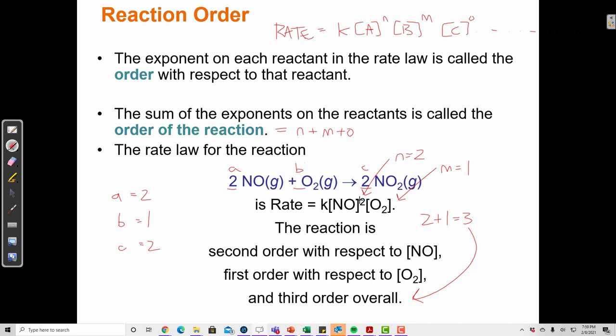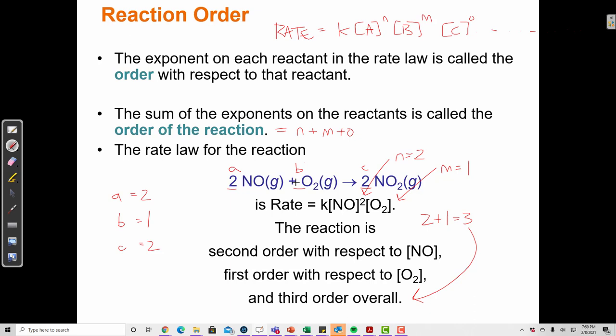The order with respect to NO is 2, and the stoichiometric coefficient of NO is 2. So that happens to be the case here, that n and a are equal, but that is not necessarily true. Here, m, the order with respect to O2, is 1, and the stoichiometric coefficient for O2 in this reaction is 1. So it is a coincidence that 2 and 2 are equal, and 1 and 1 are equal. They are not necessarily the same thing.